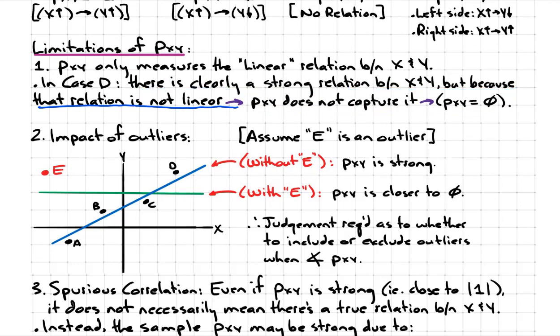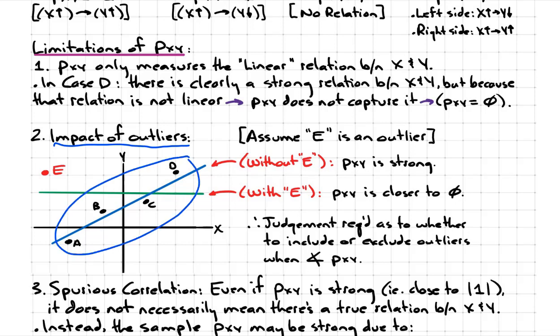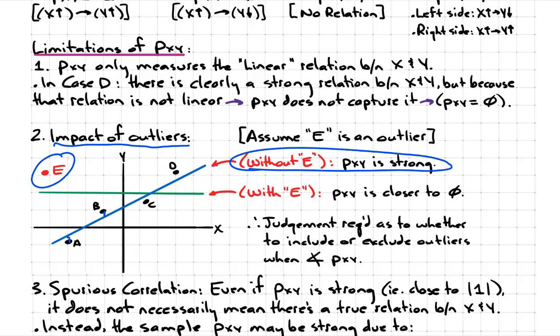The other limitation of correlation is the impact that outlier or extreme values will have. So in the first case, let's just look at the observations A, B, C, and D. And you can see that if you draw a linear line that fits through A, B, C, and D, all 4 observations are tightly around that line, indicating that there's a pretty strong relationship between x and y.